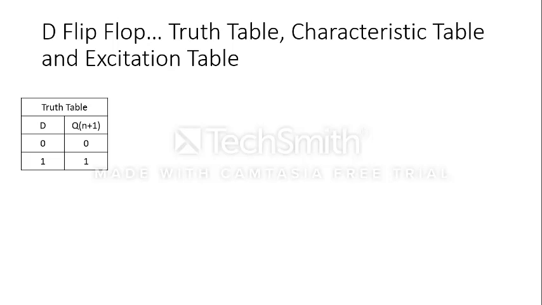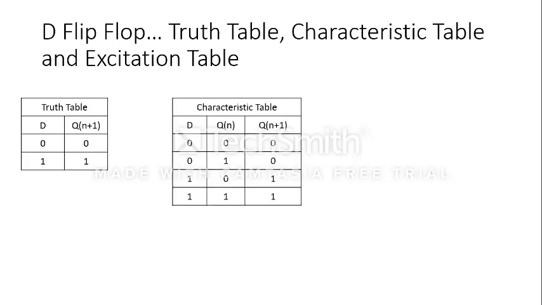Now when you prepare the characteristic table, what will you observe? Till now, for every flip-flop, that means for SR and for JK, we observed that our characteristic table was prepared for Qn plus 1, which is a function of two inputs along with the previous output Qn. But D flip-flop is a single input flip-flop. So in this characteristic table, your Qn plus 1 will be dependent on the single input D and the previous output Qn.